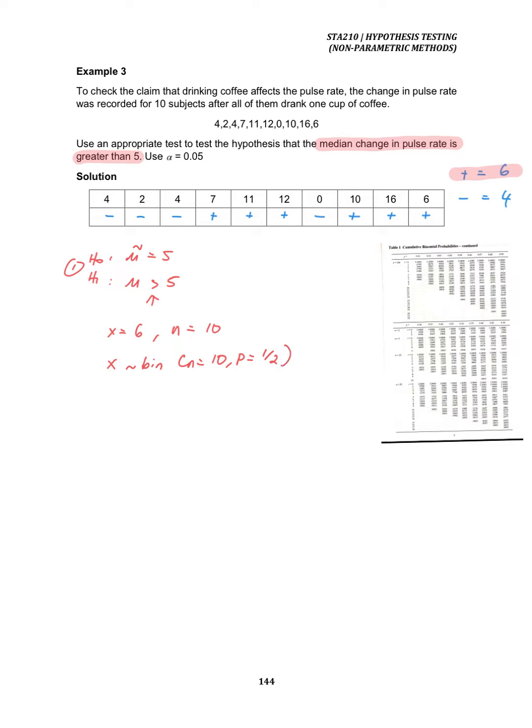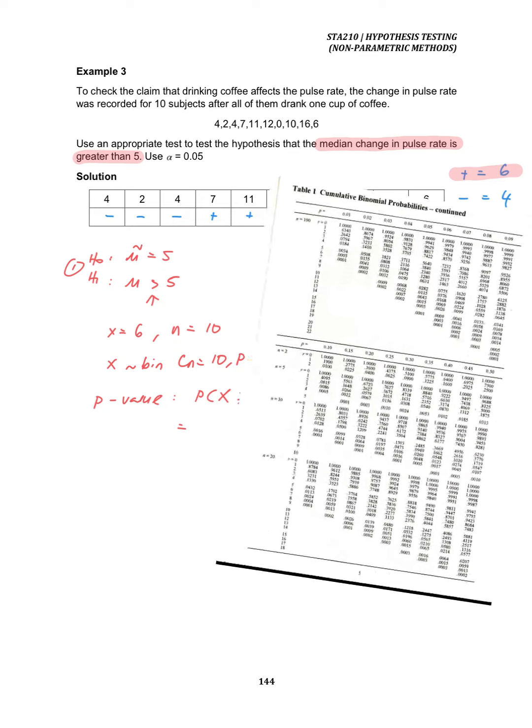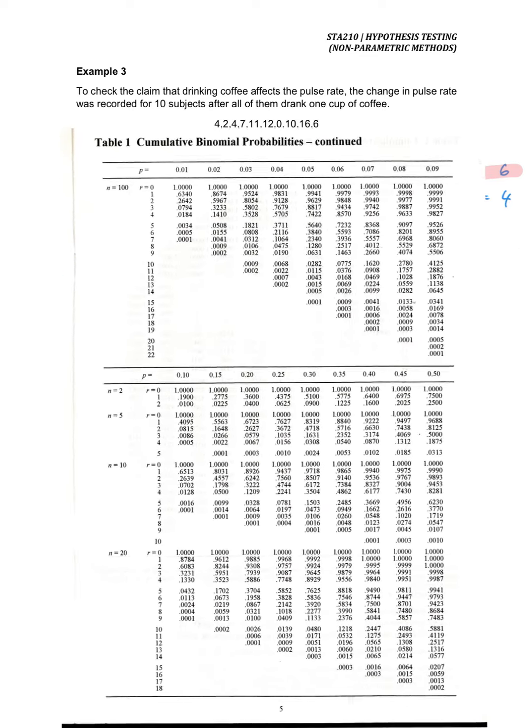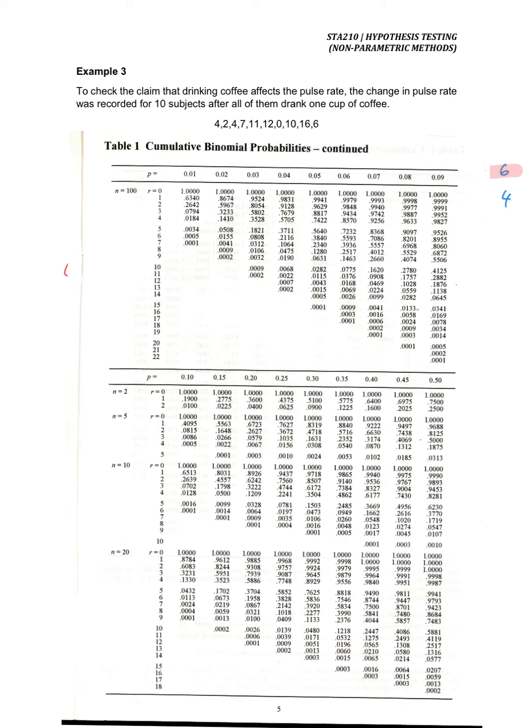So now we have to find the probability value. Okay, so dia punya P value kita adalah probability of X greater or equals to 6. Okay, so yang ni kita boleh terus dapat daripada table. Okay, tengok N kita 10. Okay, P kita 0.5. Kita nak probability of X greater or equals to 6. So tengok kat sini lah. Cari R dia 6. So the value is 0.3770.